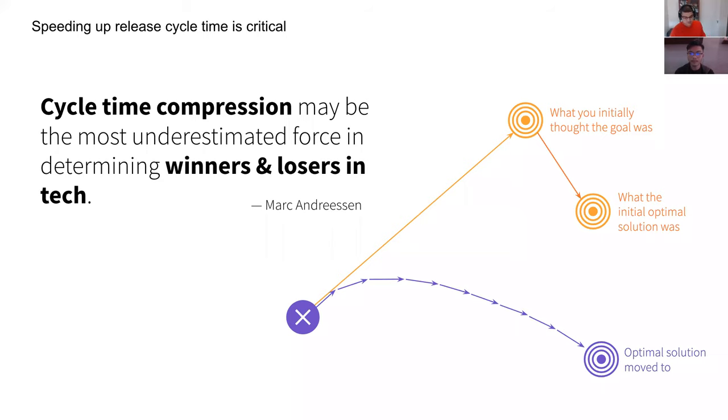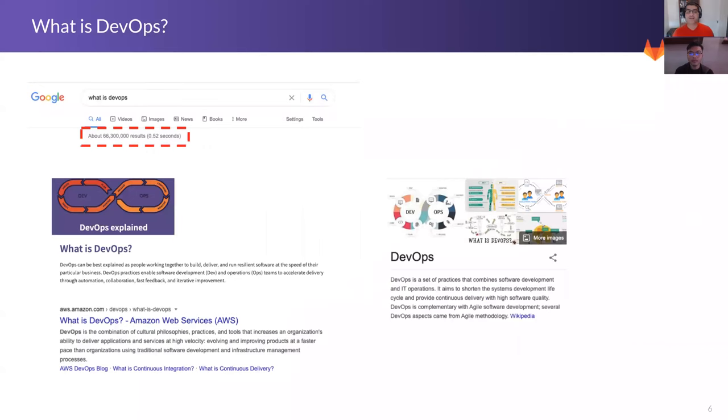So in my try to define DevOps, I did what most people would logically do. I went to Google, what's DevOps? And you know what? I got 66,300,000 results. So I thought, okay, I'll take the guys through the 66,300,000 results to define DevOps. I'm just kidding. I can't see your faces, but I hope you're smiling there.